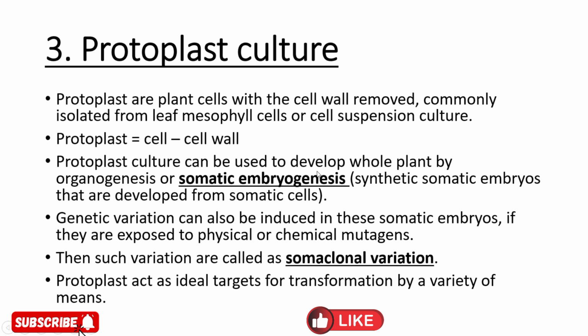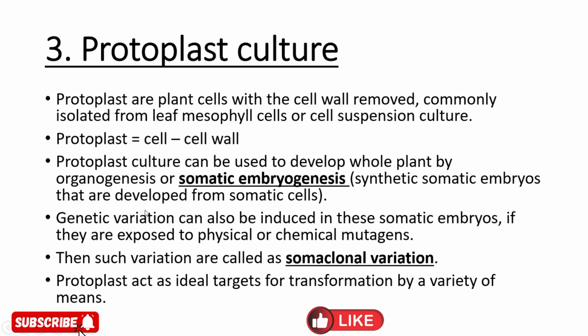or somatic embryogenesis, because the cell taken is a somatic cell, and when it is converted into an embryo and then the embryo is converted into a whole plant, this process is known as somatic embryogenesis. So synthetic somatic embryos that are developed from somatic cells is known as somatic embryogenesis. Genetic variation can also be produced in these somatic embryos. They are exposed to physical or chemical mutagens, and you know that physical or chemical mutagens are any structures or any material which is responsible for producing mutations. So this type of variation which is produced by physical or chemical mutagens within the somatic embryos is known as somaclonal variation. So protoplasts act as an ideal target for transformation by a variety of means.